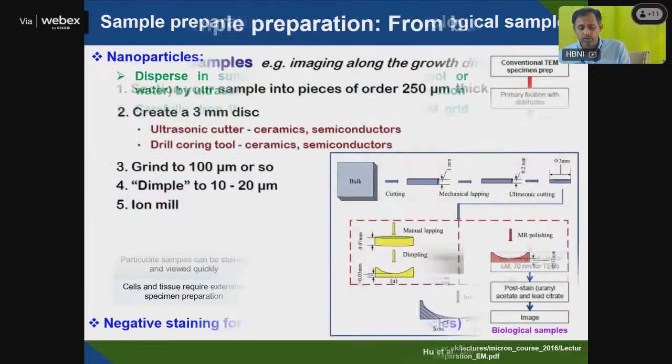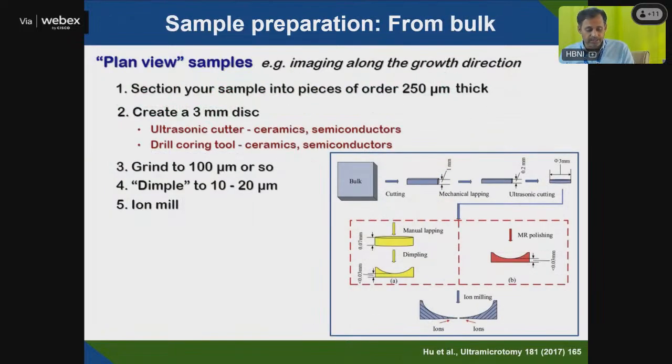But if you have a metallurgical sample, then you have to go for a slight thickness. You have to do ion milling. If you have a bulk sample, you have to cut it small by mechanical lapping, then do an ultrasonic cut, taking a very, very small thickness. Then by dimpling or manual lapping, you get a very slight thickness of 100 nanometers or so. Grind to 100 micron, then dimple to 10 to 20 micron. Then go for ion milling, where it will leach out to a very, very small thickness.